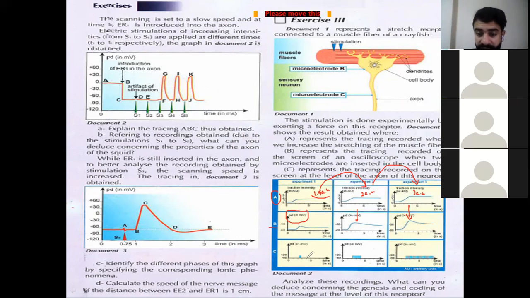Here it's showing the frequency, how many times it repeats itself. As we increase the stretching intensity, the intensity of the force, the potential difference will increase a little bit, but the frequency codes the nervous message. The nervous message is always coded by frequency and not by the amplitude. So, analyze these recordings: what can you deduce concerning the genesis and the coding of the nervous message at the level of this receptor? Let's start step by step to talk about these in detail.